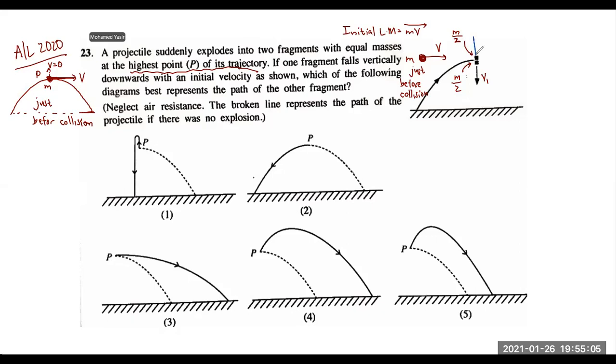Hope you guys understood that. Why is that? Right before the explosion, there is no vertical component. That means after the collision also, the vertical component must be zero. There is one vertical momentum that is downwards because of one of the particles. So the other particle should have a momentum in the upward direction to balance it off, right?